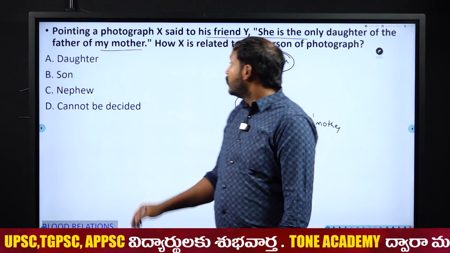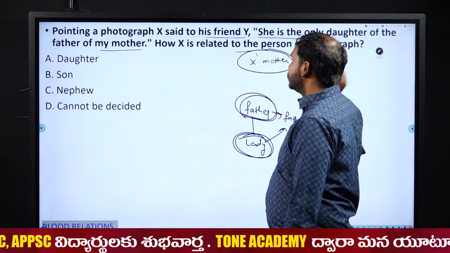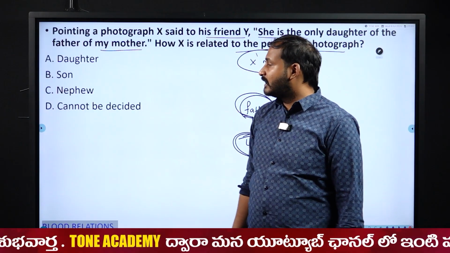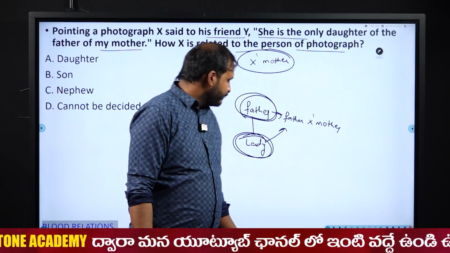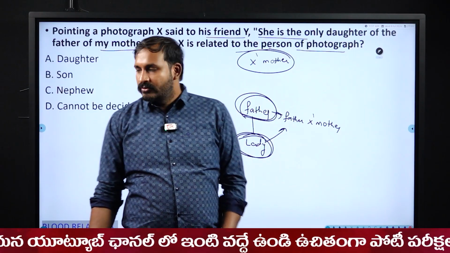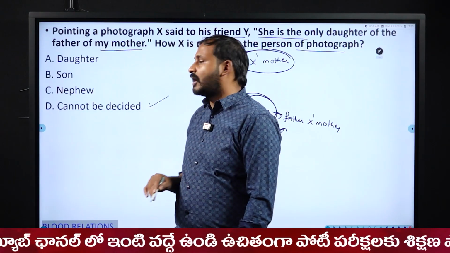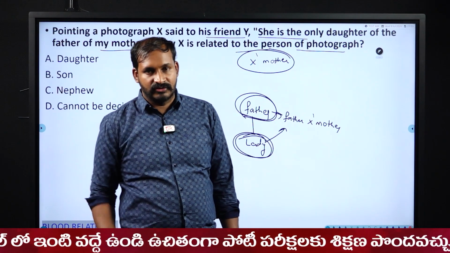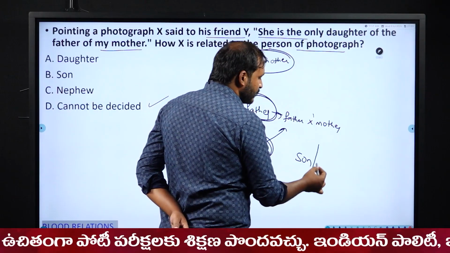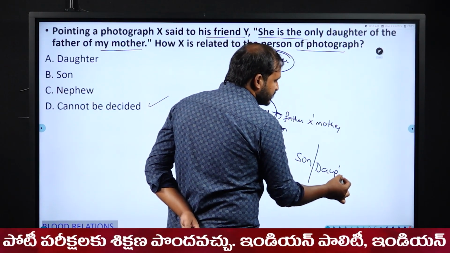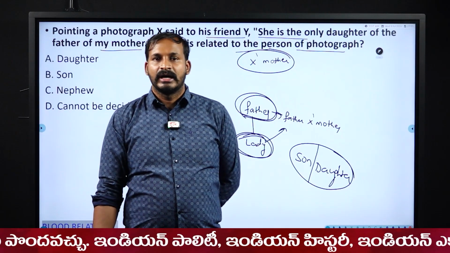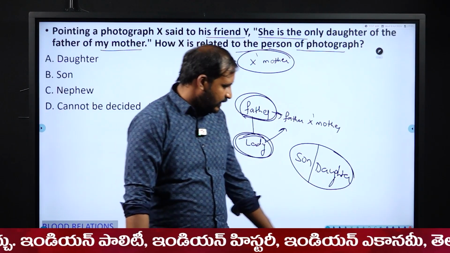Yes. Now, how is X related to the person in the photograph? X is the son or daughter. We cannot tell, right? What is the gender of X here? Can I tell the gender of X here? No, right? So because of that reason, our answer will become cannot be determined. It can be son or daughter, students. As we don't know the gender of X here, we will mark our answer as can't be determined. Okay, right. Next one.